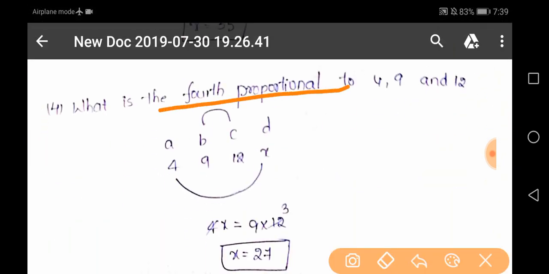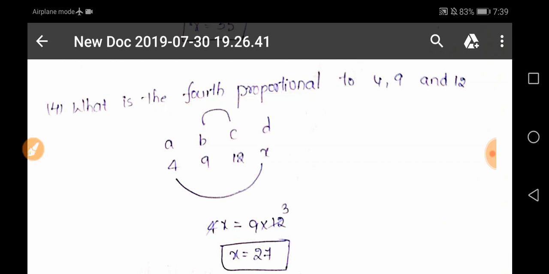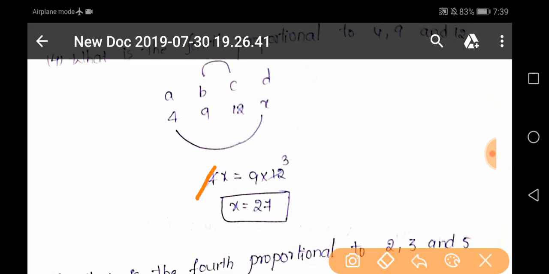What is the fourth proportion of 4, 9 and 12? So 4x equals 9 into 12. 4 1s are 4, 4 3s are 12. So 9 3s are 27. The fourth proportion is 27.